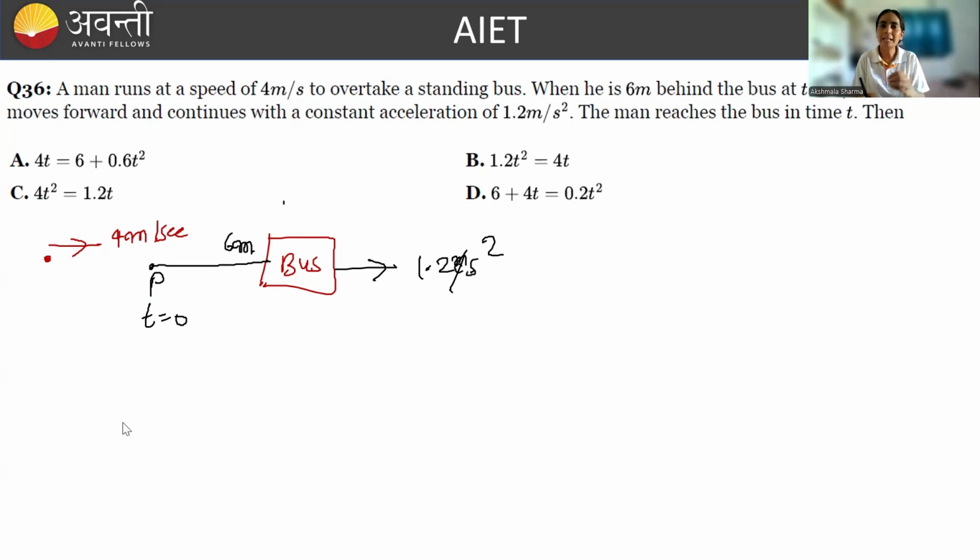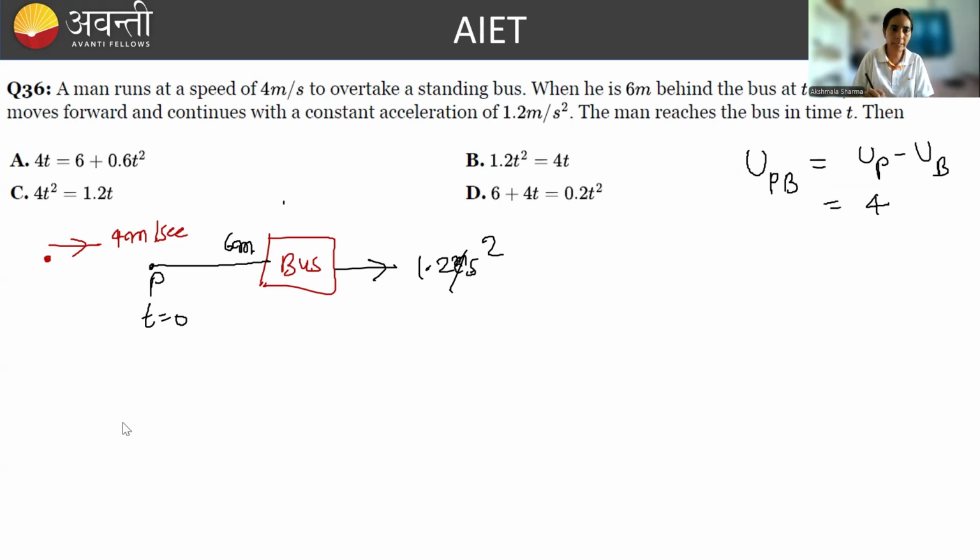The man reaches the bus in time t, and it is said that after t equal to 0, it takes t time to reach the bus. Then which relation is correct? So in such kind of overtaking question, we use the relative concept. So let's see what is the relative velocity of person with respect to bus initially. So it can be written as this. Initial speed of bus is 0 and this is 4.